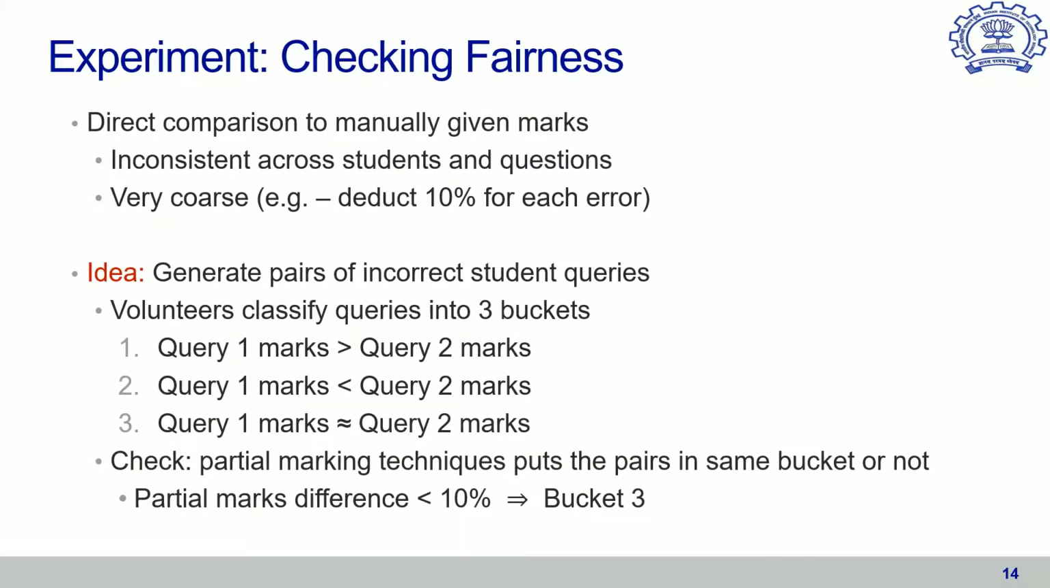Instead, we randomly generated pairs of incorrect student queries and asked a couple of volunteers to classify these queries into 3 buckets, as shown here. Both volunteers had prior experience in grading SQL queries. Bucket 1 had query pairs where query 1 should have got more marks. Bucket 2 had pairs where query 2 should have got more marks, while bucket 3 had pairs where both queries should have got similar marks. For the automated partial marking scheme, we used a similar bucketing strategy where if the partial mark difference was less than 10% of the total marks, we put the queries in bucket 3.